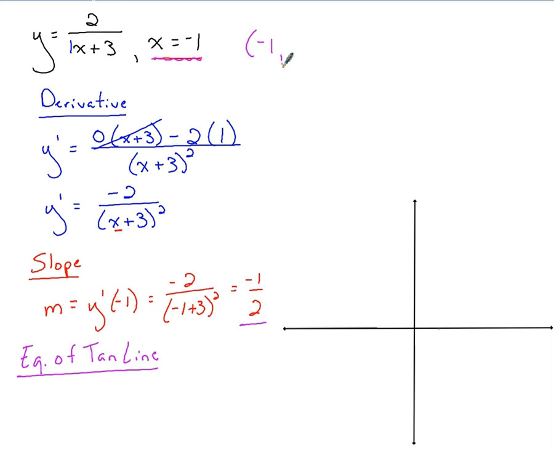Okay, you're going to plug it into the original function. You got another formula up here to figure out what y is, right? y equals 2 over x plus 3. So take -1, replace that x. You got 2 over -1 plus 3. That's 2 over 2. This point is going to be -1, 1.